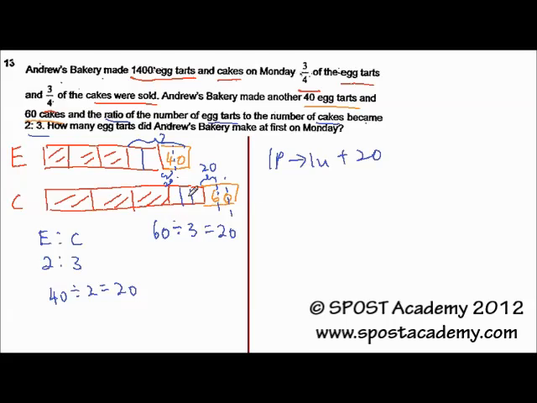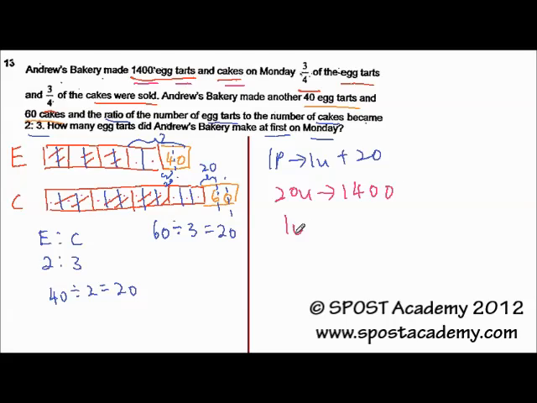So if we cut this into 3 parts, 3 parts, and 3 parts, and all this will be cut into 2 parts. The question asks, how many tarts did Andrew's Bakery make at first on Monday? So at first, he actually made a total of 1,408 tarts and cakes together, and this is equivalent to 1, 2, 3, 4, 5, 6, 7, 8, 9, 10, 11, 12, 13, 14, 15, 16, 17, 18, 19, 20. So 20 units is equivalent to 1,400.